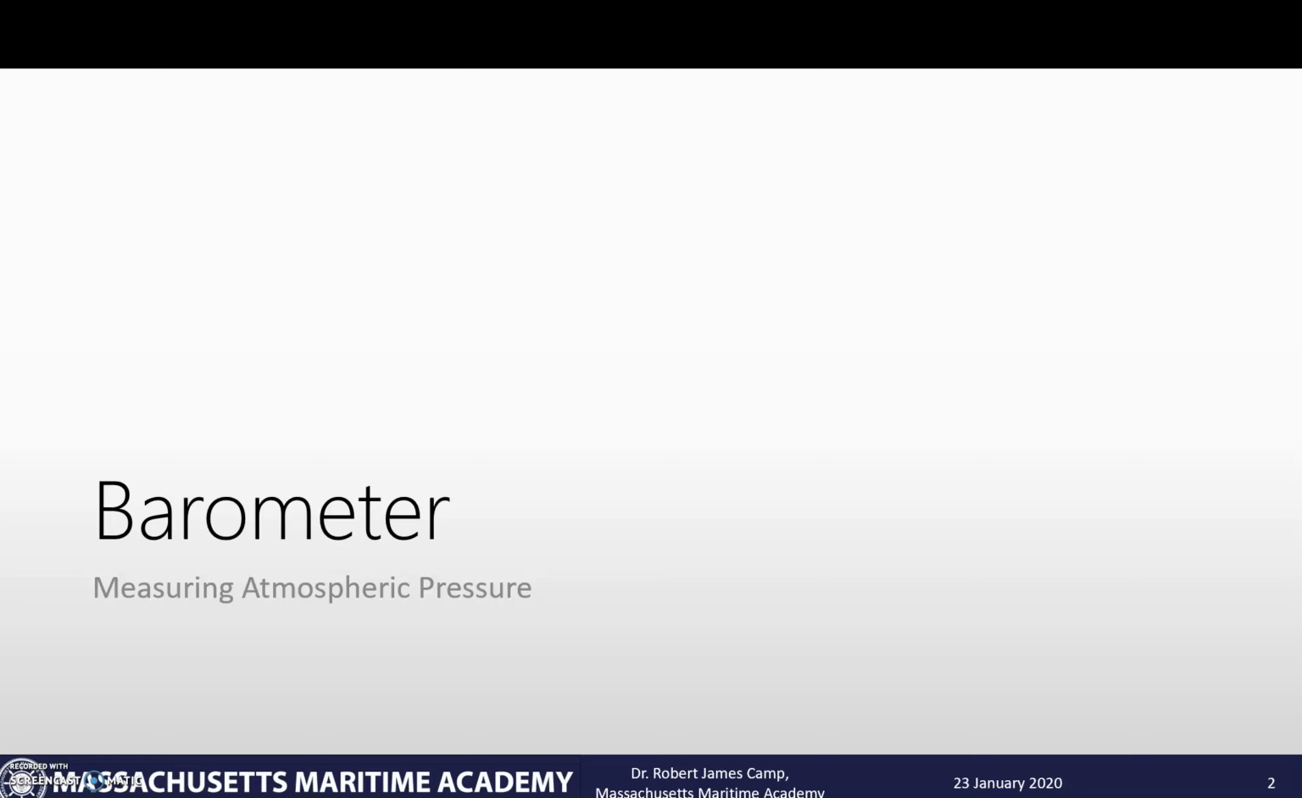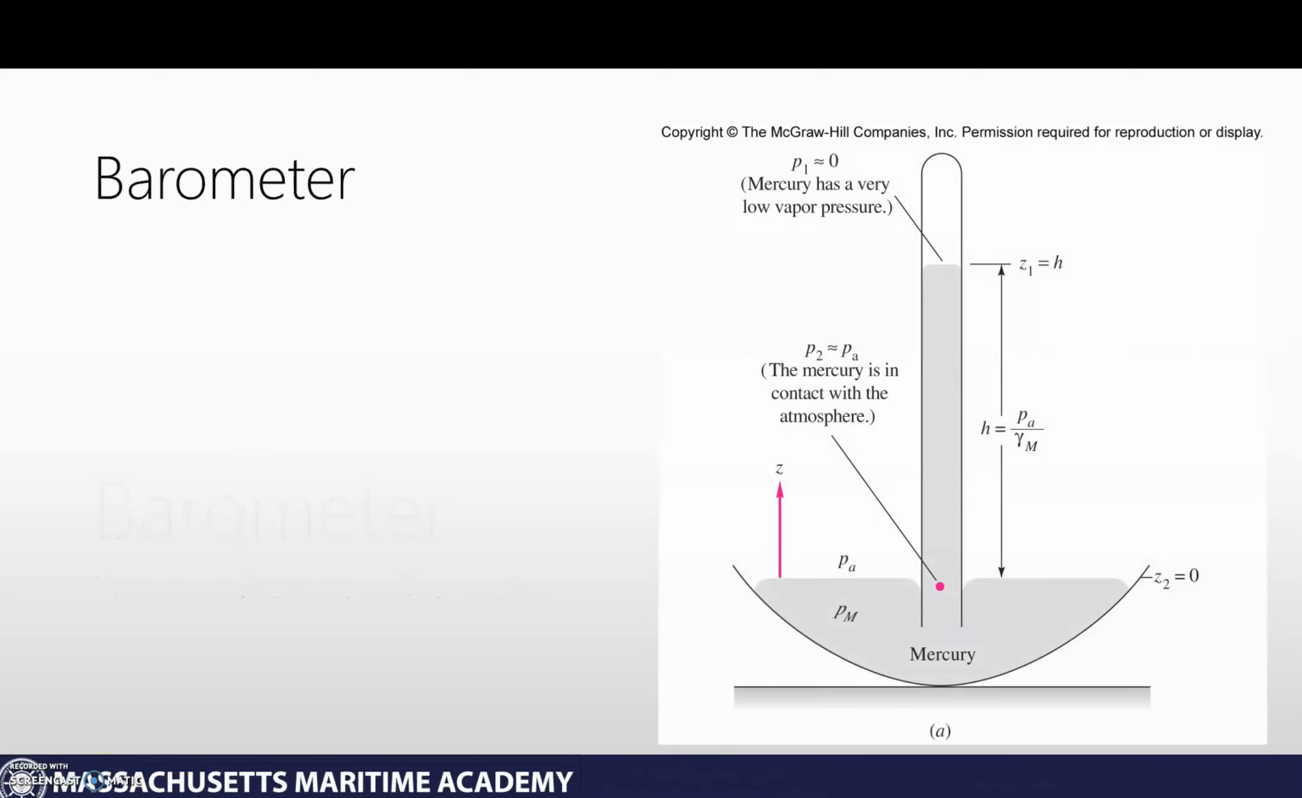Now we're going to look at how we can use hydrostatic pressure to calculate pressure differences. We have a device called a manometer, and the simplest form of the manometer is the barometer. A barometer is used for one thing and one thing only, and that's measuring atmospheric pressure.